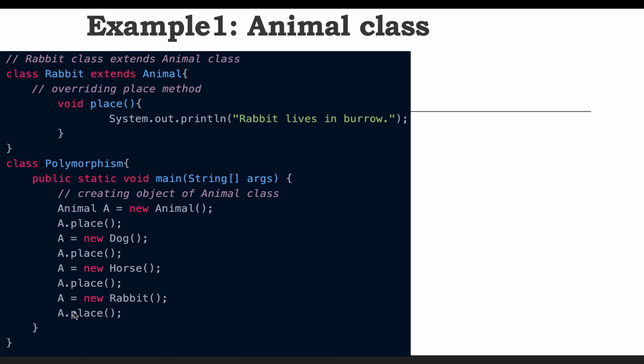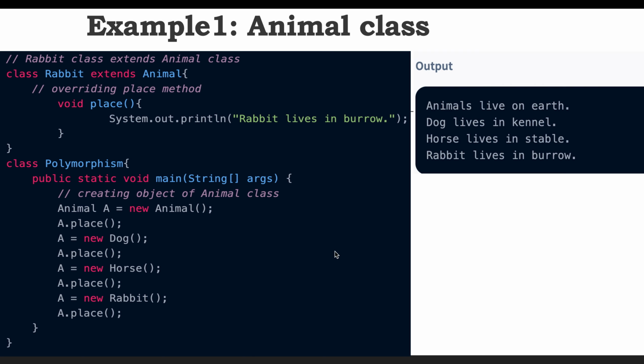So if we run this program, you will see the Animal class object, the first time it calls the place method, behaves like a parent class because a is the same object of Animal. In this case, it is going to behave like a Dog class. In this case, it is going to behave like a Horse class. And in this case, it is going to behave like a Rabbit class. So we are calling the same method, but for the end user, this resolution will be done at runtime. That's why this is called runtime polymorphism.